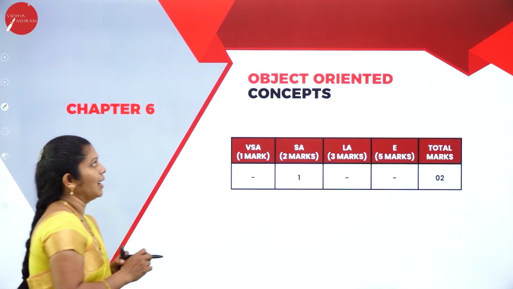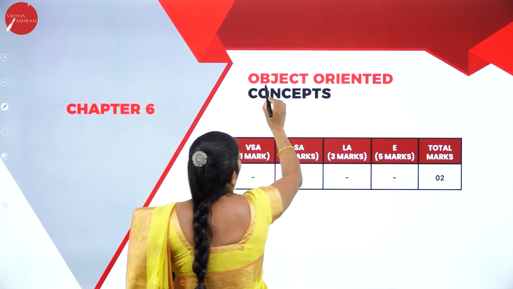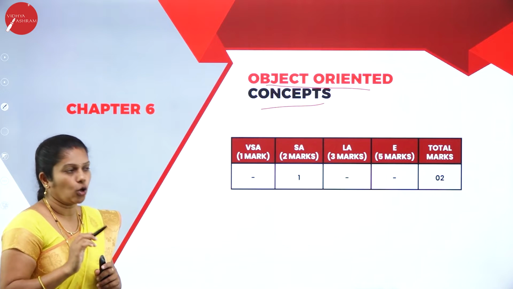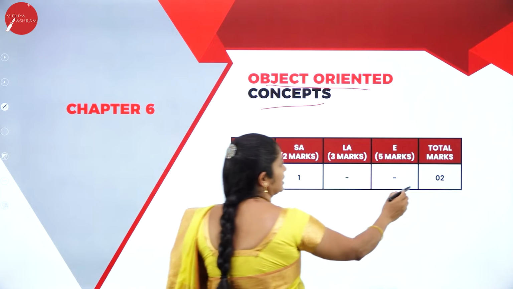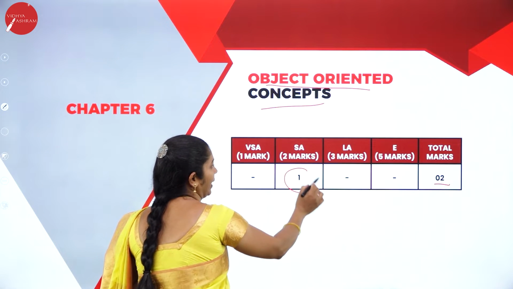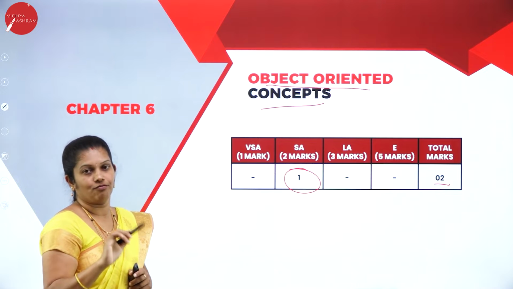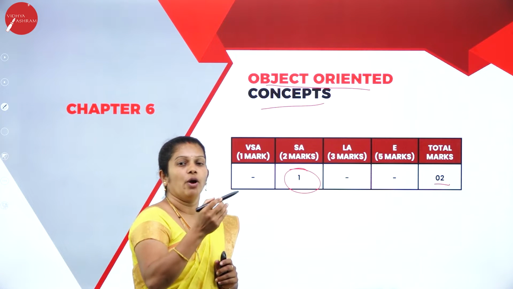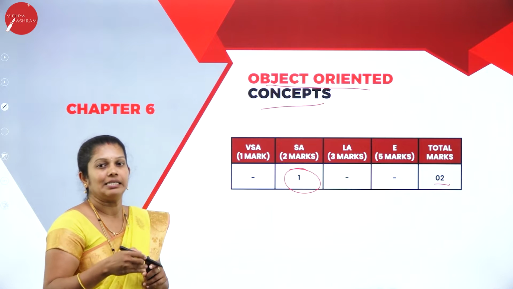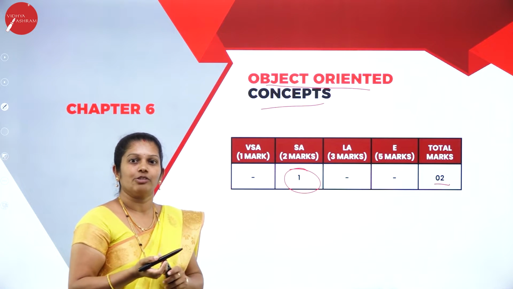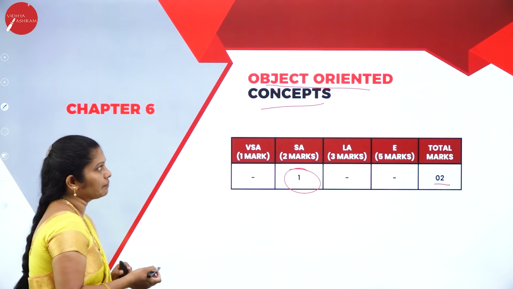Next, the 6th chapter, that is object-oriented concept. The weightage of this chapter is only 2 marks in the annual exam. Only 1 question you will get, that is in part B for 2 marks. Like, what do you mean by class? What do you mean by object? What do you mean by inheritance? List the types of inheritance, advantages, disadvantages as well as applications, you may get.